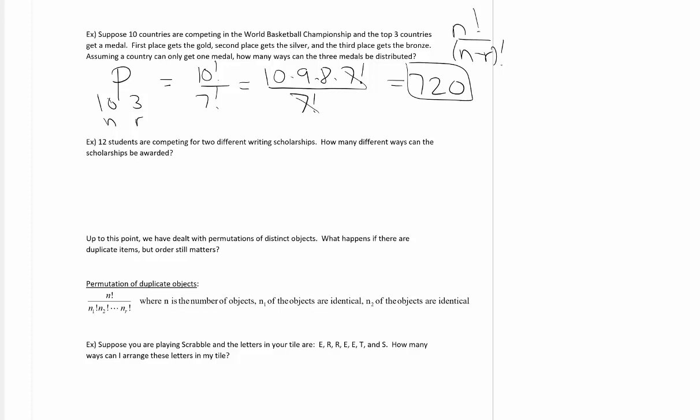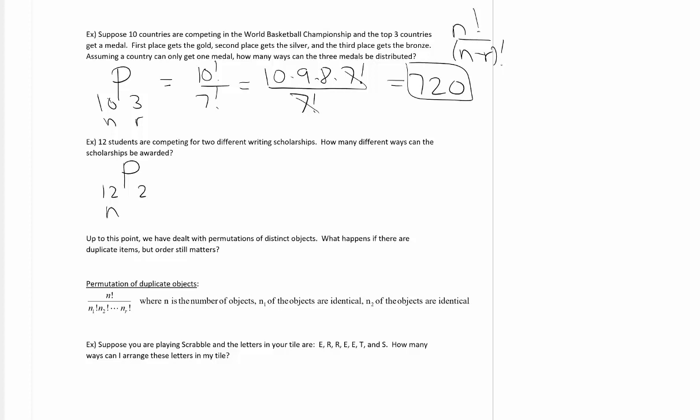Okay, let's take a look at the next example. 12 students are competing for 2 different writing scholarships. How many different ways can the scholarships be rewarded? So again, n items taken r at a time. The order matters because they're different scholarships, and I'm only going to select each individual student once. This is a permutation of 12 students taken 2 at a time.